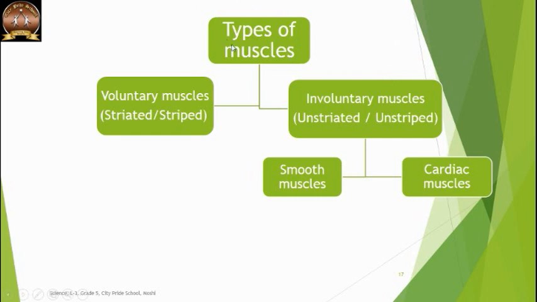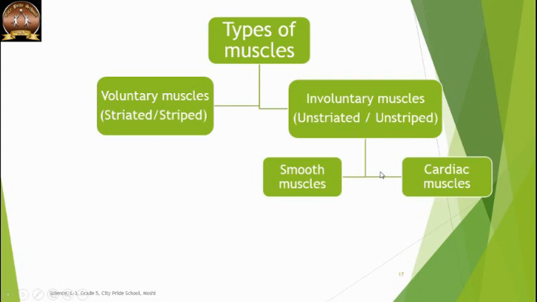Now let us learn about the types of muscles. Depending on how well you can control the movement, there are primarily two types of muscles, the voluntary muscles and the involuntary muscles. Voluntary meaning that you can control the movement of these muscles on your own. Voluntary muscles are also called as striated or striped muscles. Involuntary muscles are present where movement is not controllable. These muscles are also called as unstriated or unstriped muscles. Involuntary muscles are of two types, the smooth muscles and the cardiac muscles.